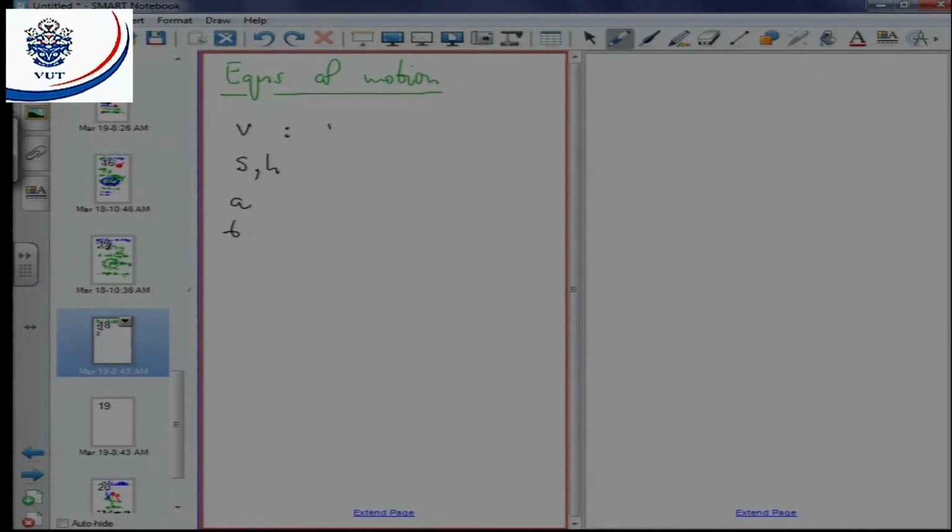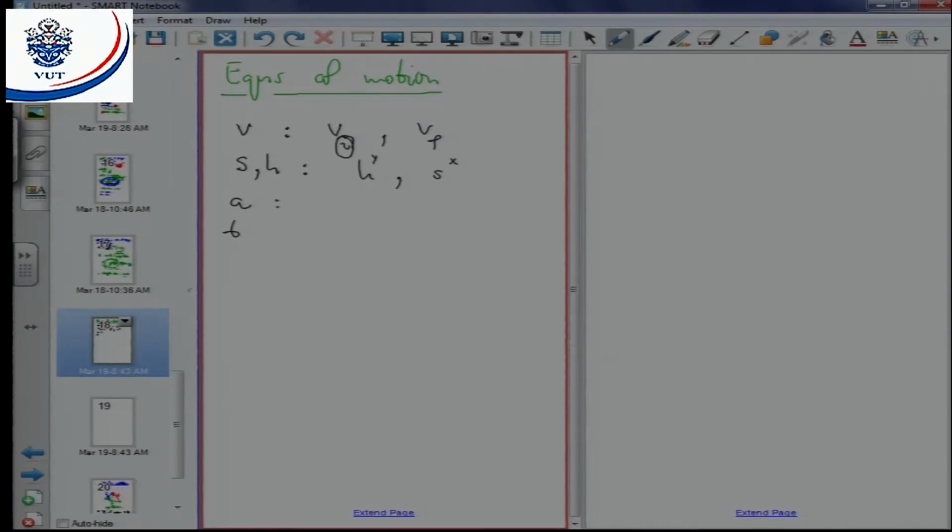Normally we would have initial speed, so we use small letter i for that, just to say it's the initial speed. We also have the final speed or final velocity. When we speak about motion in the y direction, we use h, and in the x direction, we use s. So that's for y and that's for x.